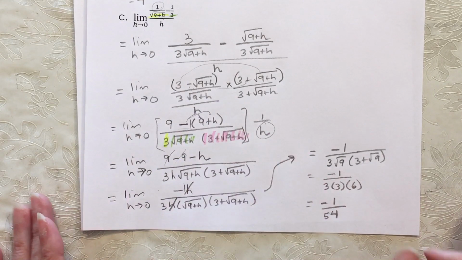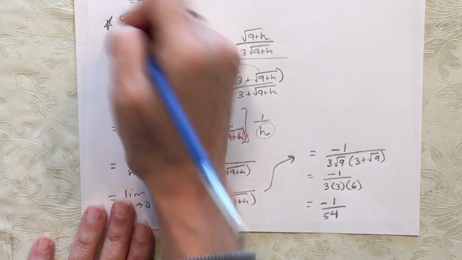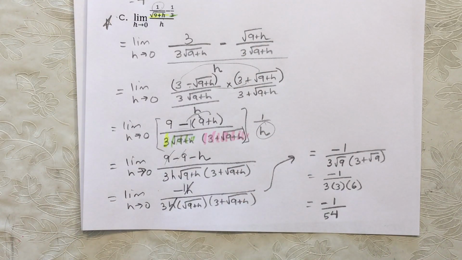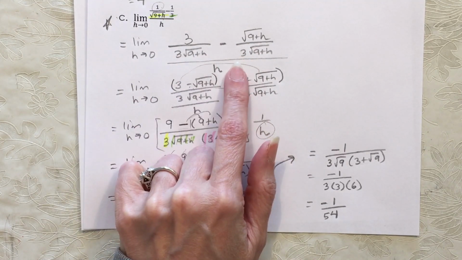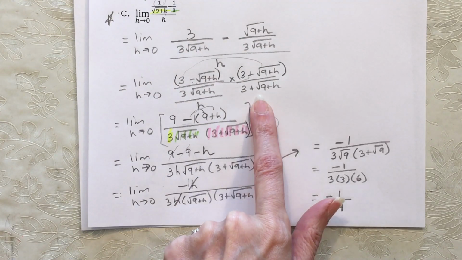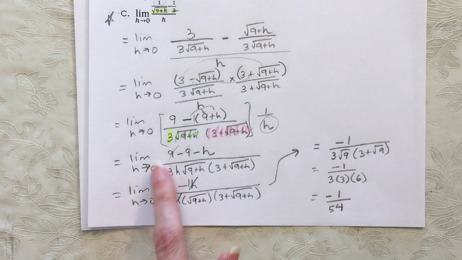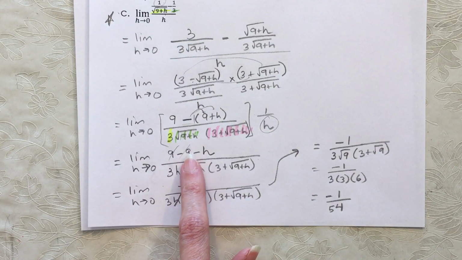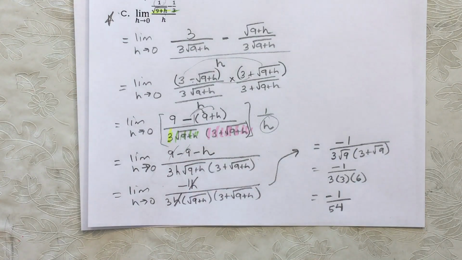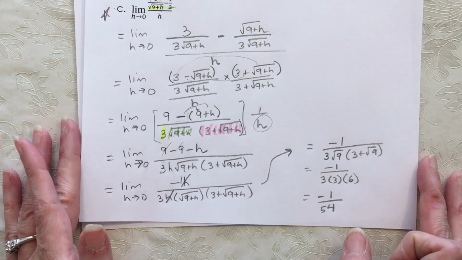Okay, that's a tricky one. You might want to star that one. Okay, so first we had to get a common denominator, then we had to multiply by the conjugate, invert and multiply, expand, divide out your h's, substitute.